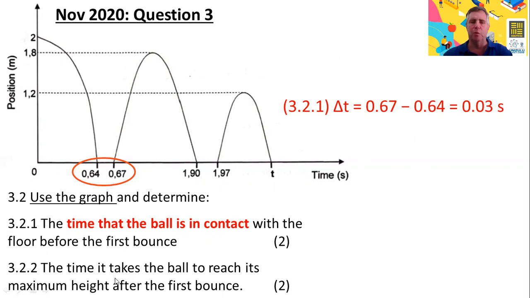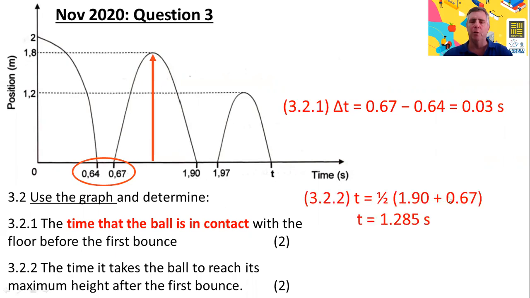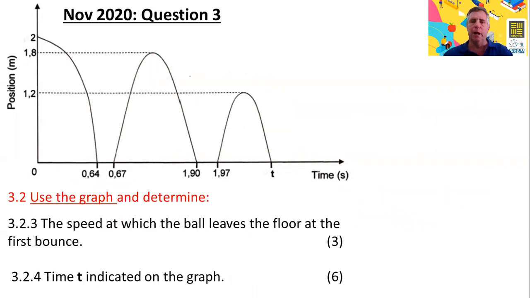Secondly, the time it takes a ball to reach its maximum height after the first bounce. In other words, there's the maximum height after the first bounce. So we're looking for that time. Now one can do it with equations, but it's only for 2 marks. So the understanding will be that the ball will reach its maximum height halfway between 0.67 and 1.9. In other words, at the average of those 2 times, and the halfway time there is 1.285 seconds. Now, questions 3.2.3 and 3.2.4 are for more marks.